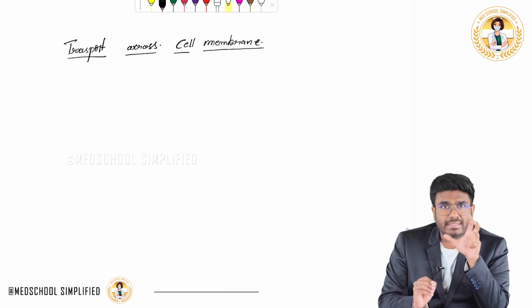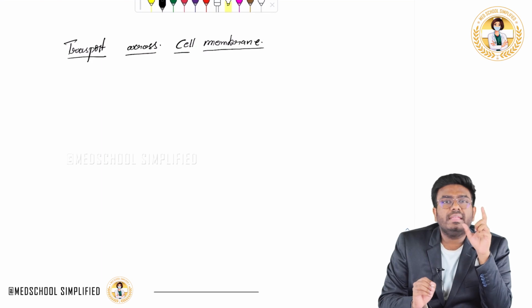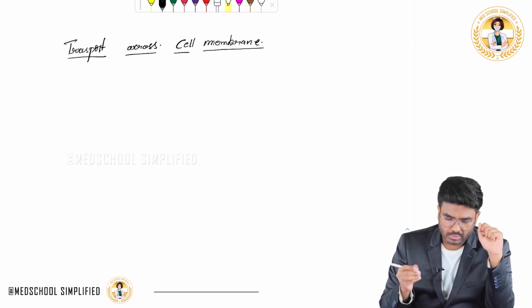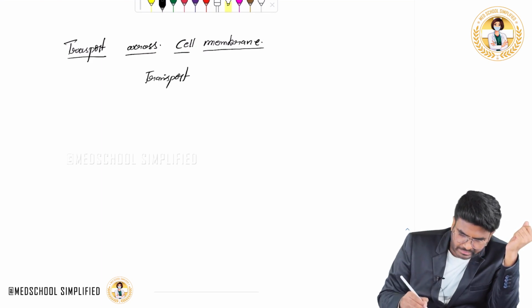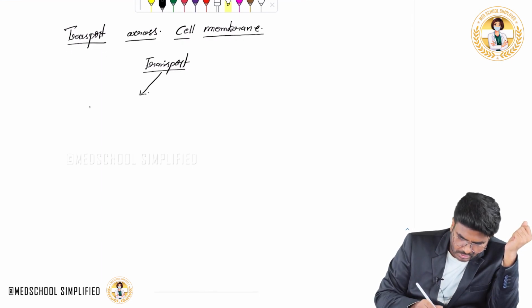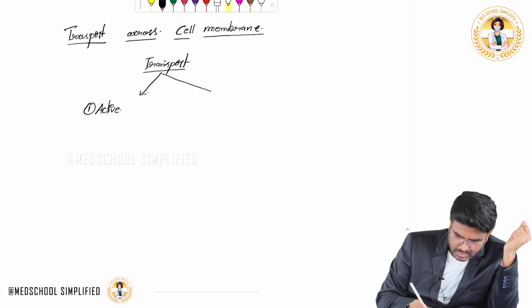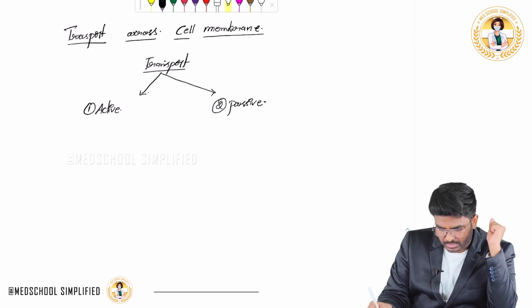If energy is required in the transport of the substances, then it is called active transport. So now what is the first type of transport? Transport is mainly divided into two types. What are they? Active transport and passive transport.